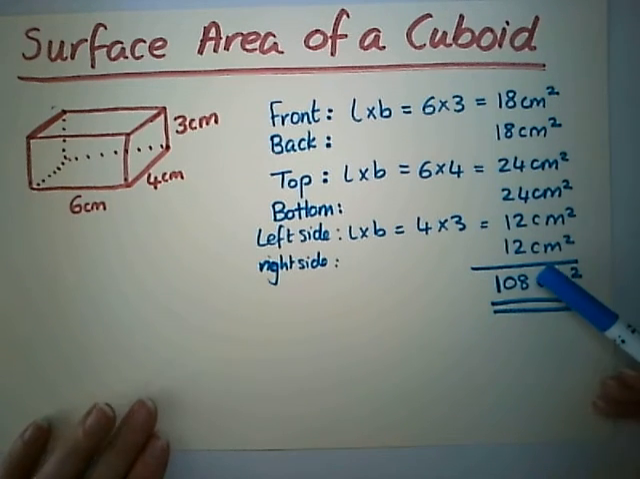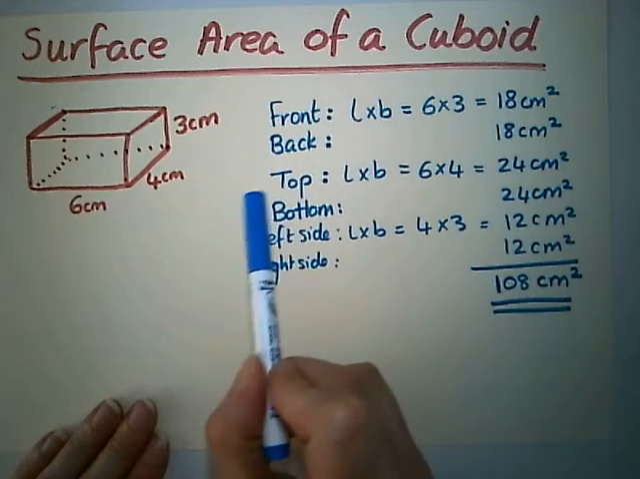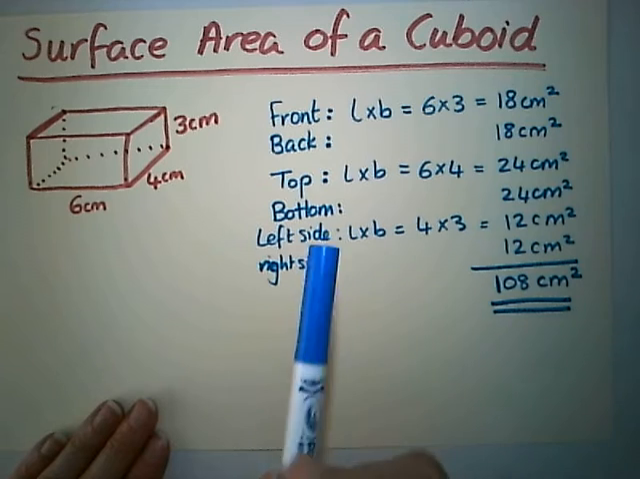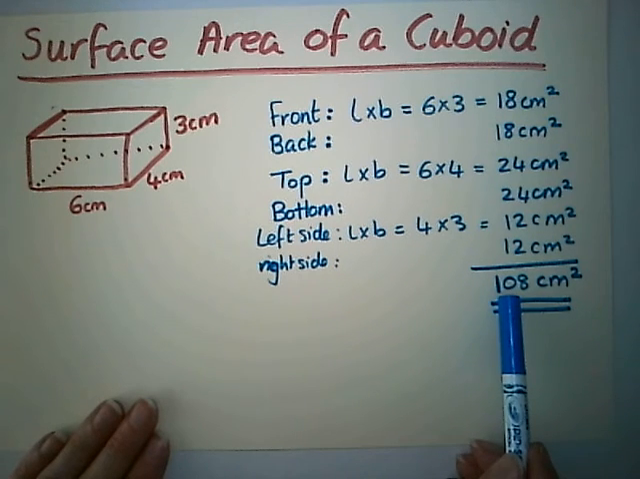Another way to do it, if you didn't want to write it out like that, is just show me the front, the top, one of the sides, total it, and then double your answer. That would give you the same final answer.